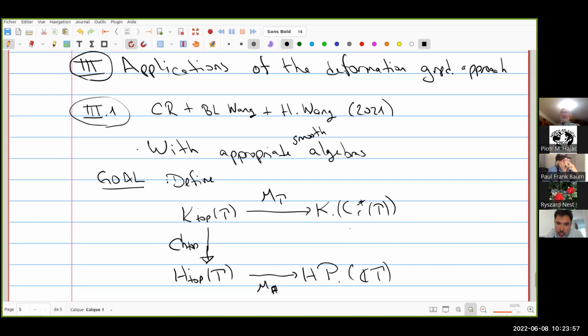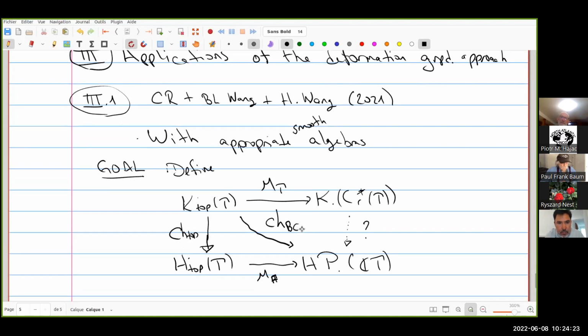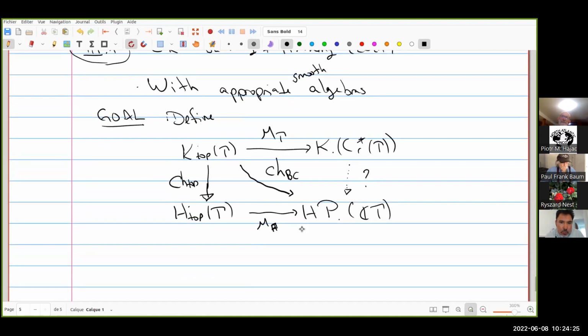Of course, maybe you are tempted to fill the diagram, but this is very hard. But at least I will tell you how to define the map here that we call the Chern Baum-Connes assembly map, because, as I will try to say very quickly, it's obtained by assembling Chern characters. Behind this idea there's also a Riemann-Roch theorem, of course. But how to do it?